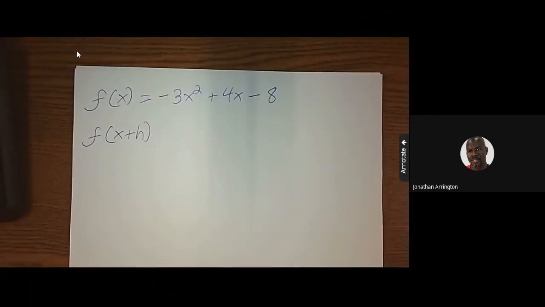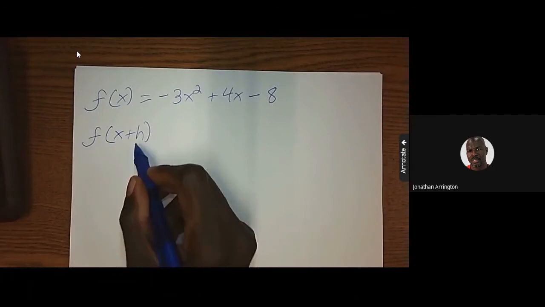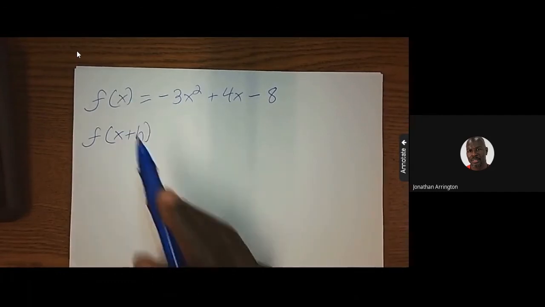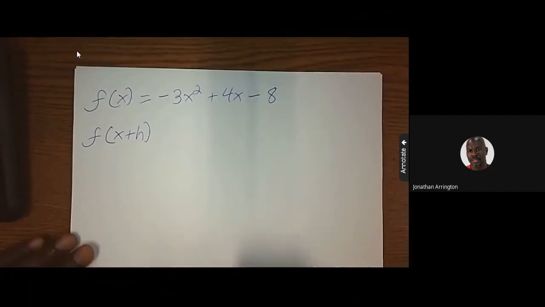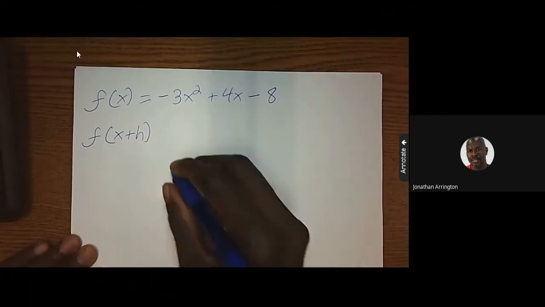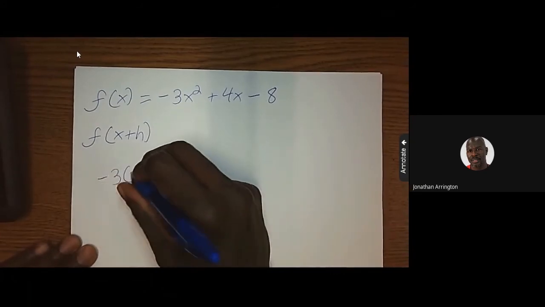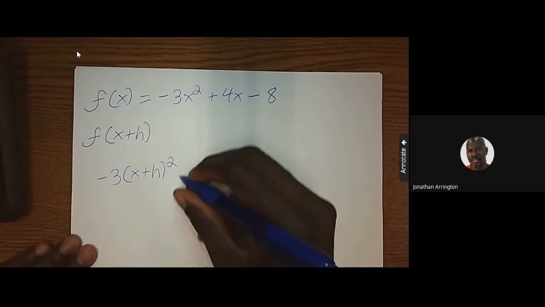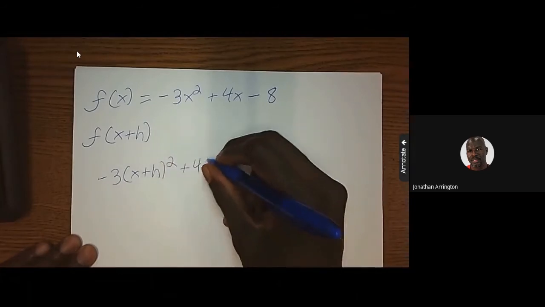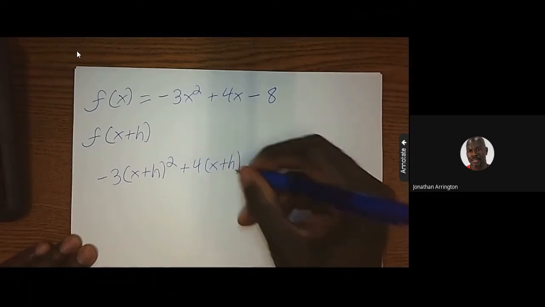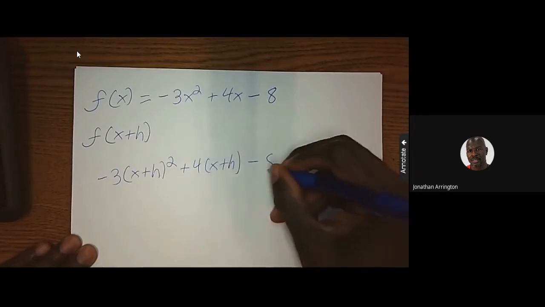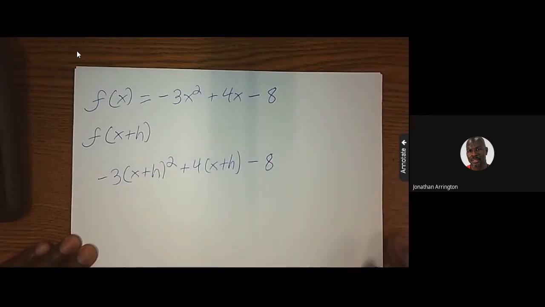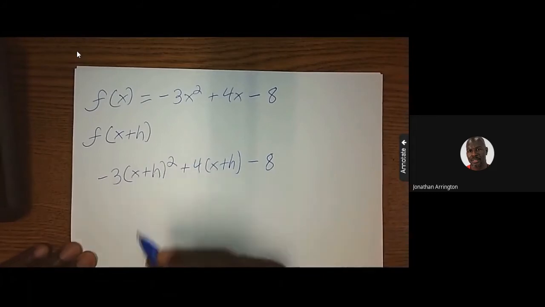All right, so this one, we're going to find f of x plus h. Again, the same rules apply, the beauty of mathematics. Whatever is in these parentheses, I just replace it with x, nothing more, nothing less. So this is going to be negative 3 times (x plus h) squared plus 4 times (x plus h) minus 8. So once again, I'll do my exponent before I multiply.